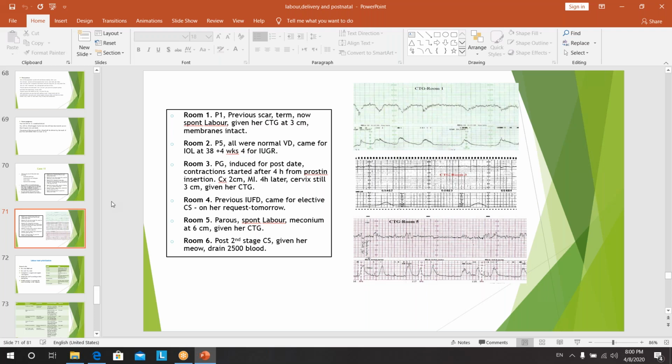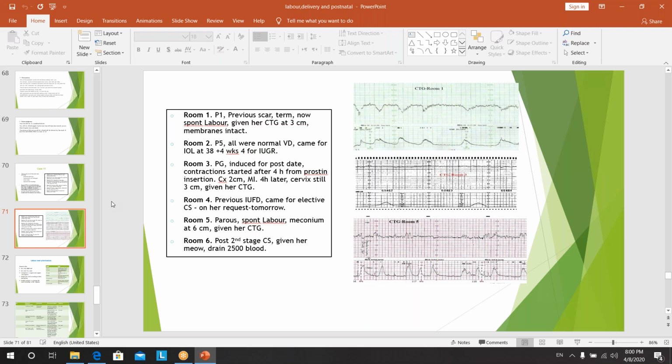She is delivered, although she has 2500. Drain contains 2500, sorry. Second stage cesarean section, given her drain is 2500. Sorry, this is urgent. So then I will say that the 2 urgent cases are room 6 and room 1, because I'm suspecting, I should be very careful about this scar.